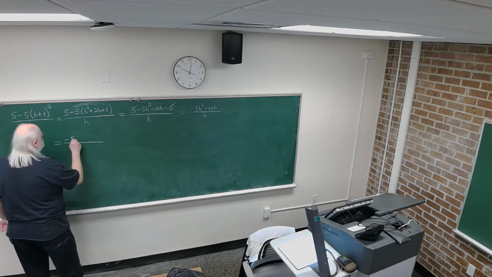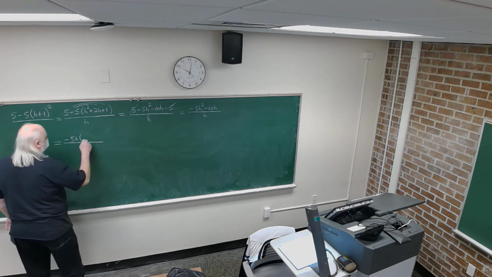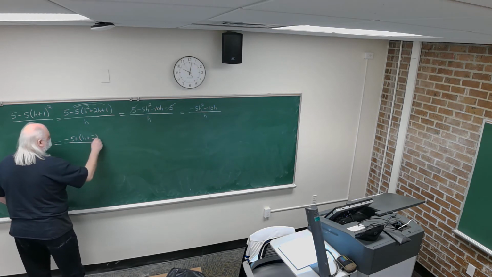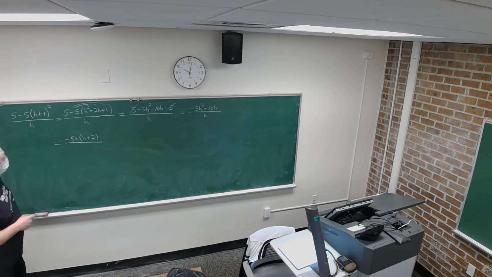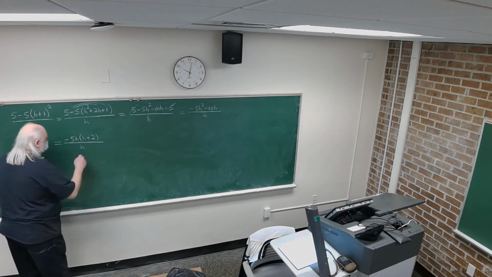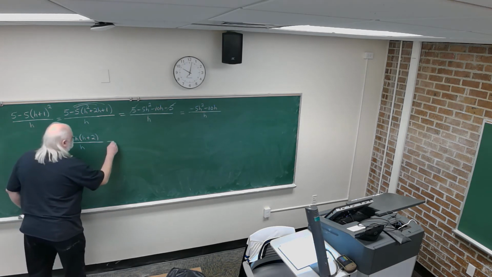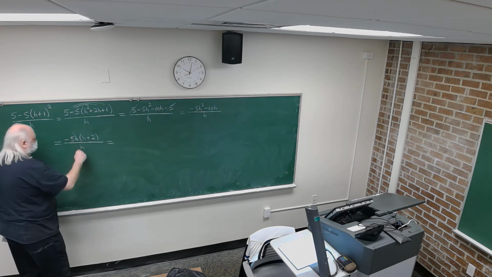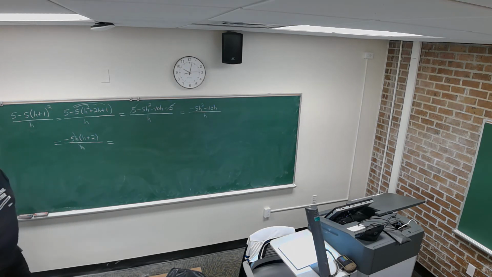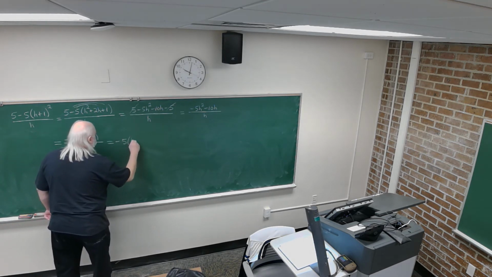So we have minus 5 times h. And when we factor that out, we're left with h plus 2 in the numerator over h in the denominator. And now you can see h is a common factor in the numerator and denominator. Cancel. And we're left with minus 5 times h plus 2.